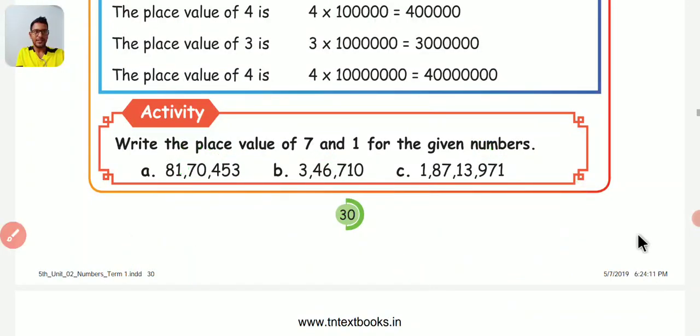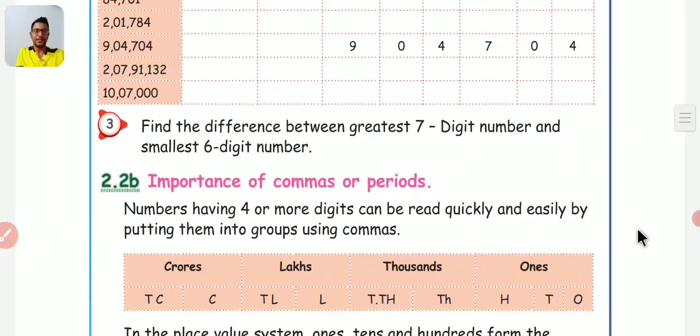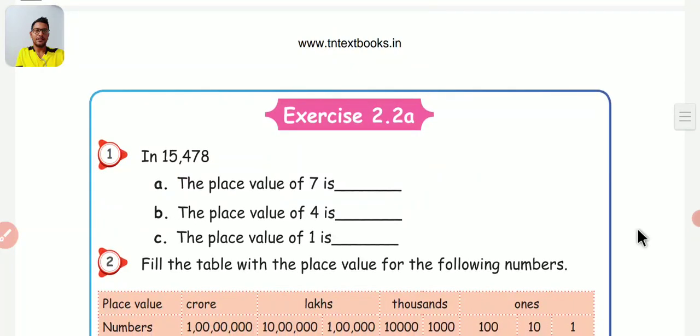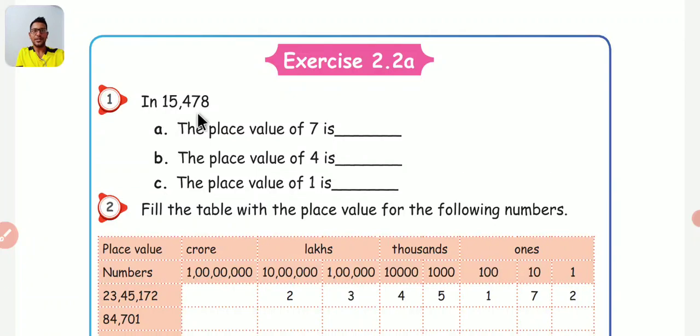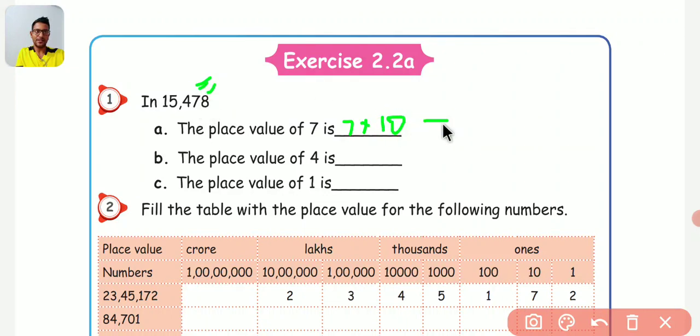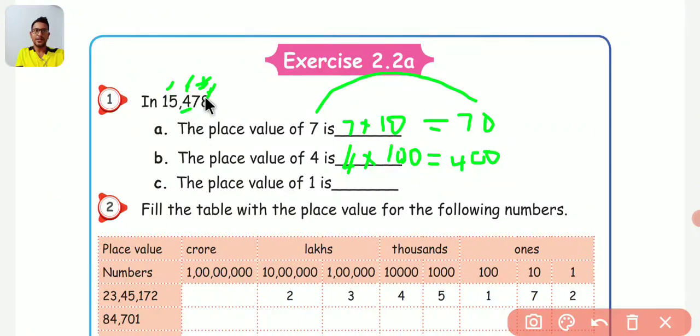Next, here they are giving an exercise, exercise 2.2. In 15,478, what is the place value of 7? You have to write the number 7 and put the multiplication symbol. 7 is in which place? Ones, tens. So 7 cross 10 equals 70. The place value of 7 is 70. In the same way, the place value of 4: you put the multiplication symbol cross. 4 is in which place? Ones, tens, hundreds. So 4 cross hundreds is equal to 400. The place value of 1: ones, tens, hundreds, thousands, ten thousands. So 1 cross 10,000.